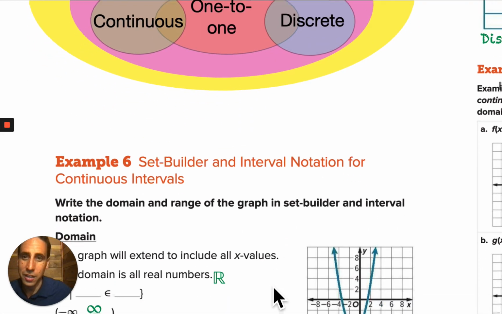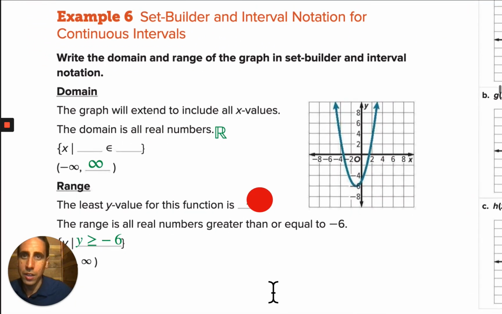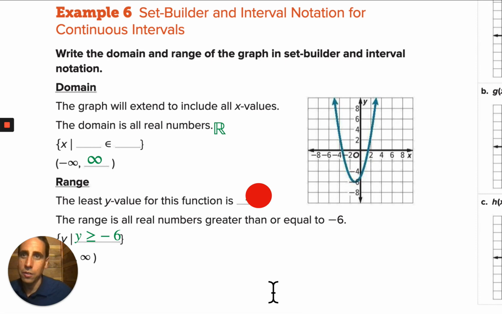That's your audio check. All right, set builder notation and interval notation for continuous intervals. Write the domain and the range of the graph in set builder and interval notation. Here's a graph. You can see it does have the arrows. It's going to keep on going. This is a parabola. It'll keep on extending forever in that direction and that direction.